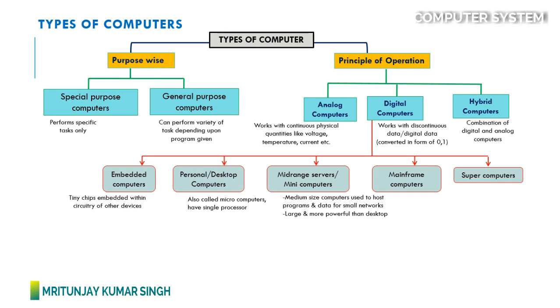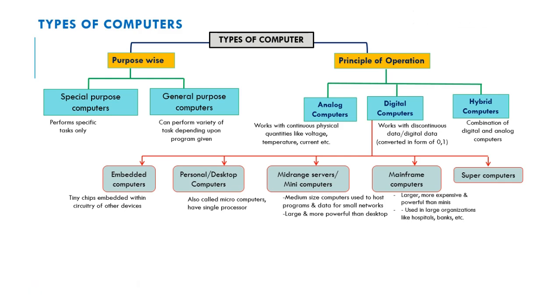Now the fourth is mainframe computers. Mainframe computers are larger, more expensive and more powerful than mini computers. These computers are used in large organizations like hospitals, banks, universities, etc. Next is the supercomputers. A supercomputer is one of the most powerful and the most expensive computers among all the digital computers. It has several processors, due to which it can perform billions of instructions per second. Now, out of these five, we are using the personal computers, that is the desktop computers.